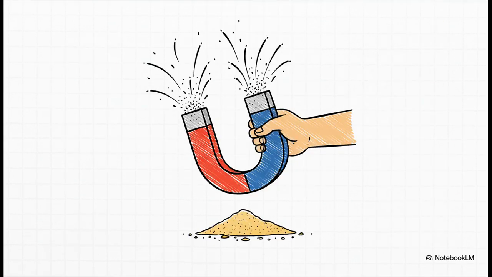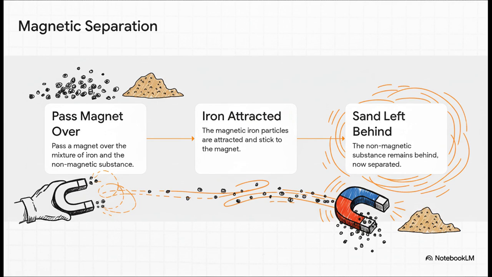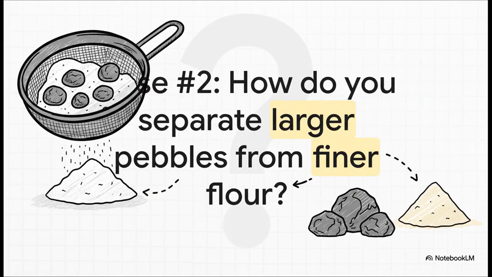You know, the trick here is to find a unique property that affects one of these things, but not the other. And in this case, we are in luck. Iron has this really cool property. It's magnetic. So a magnet is the perfect tool for this job. And just like that, it works. See? All we did was use one of iron's unique physical properties, the fact that it's magnetic, to literally yank it right out of the mixture. How cool is that?